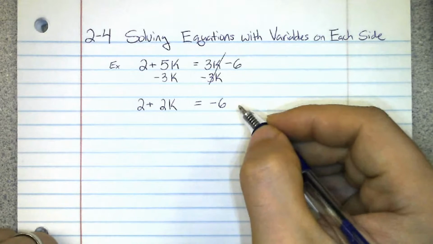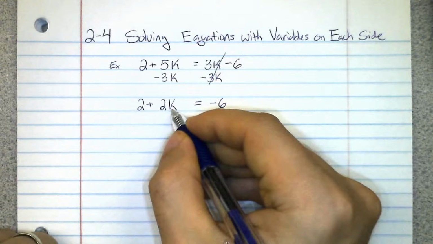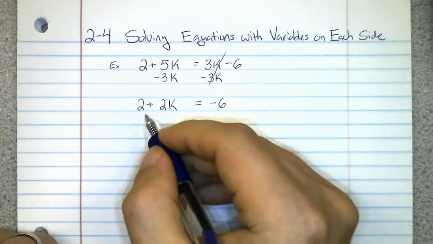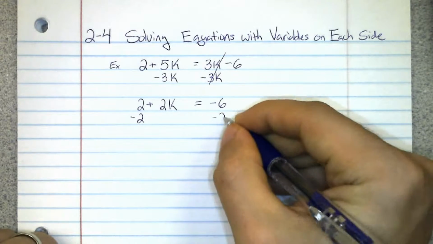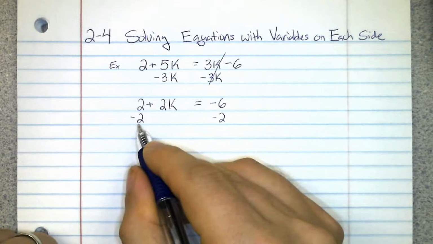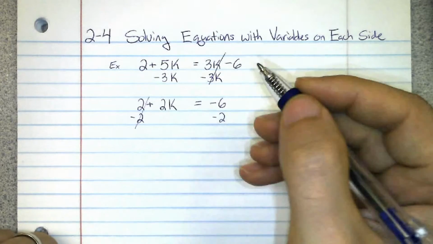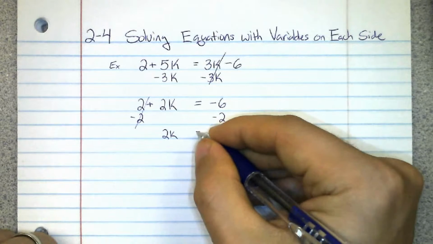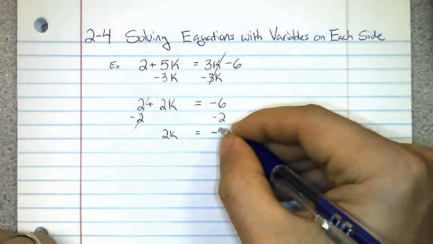Now I'm going to solve this like a multi-step equation, like we did before. I want to get rid of this 2 because it's on the same side as the variable. Since there's nothing in front of it, I know that it's positive, it's a plus 2. The opposite would be minus 2. Do that on both sides of the equal sign. Please don't have a minus 2 here and here, it must be done on both sides of the equal sign. These 2's cancel. I'm left with 2k. There's my equal sign. Negative 6 minus 2 is going to be negative 8.